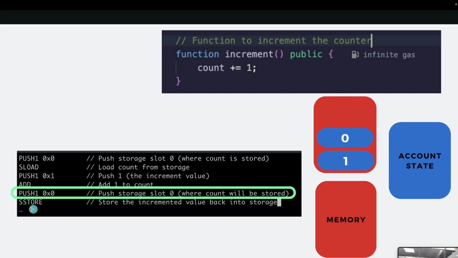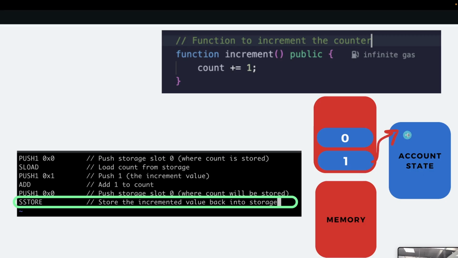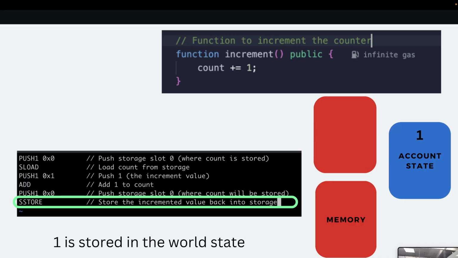What does s store do? जो इसके बाद आने वाला है. S store takes the value, ऊपर से जो second value है, puts it in the 0th position, puts it in this position right here. That is how we update the account state, which of course gets reflected in the world state eventually. First time के बाद this account state will hold 1, that will get stored on the blockchain.